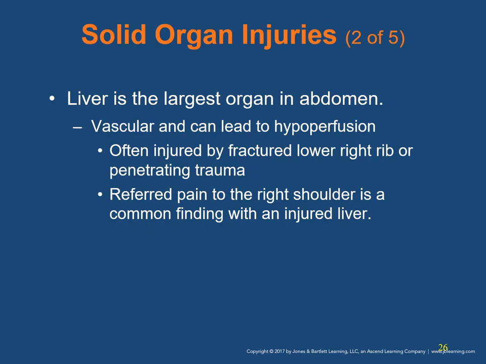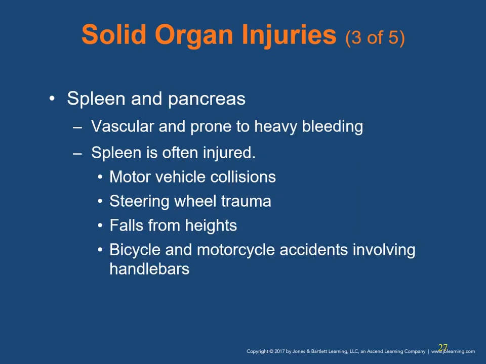The liver is the largest organ in the abdomen, very vascular, and can contribute to hypoperfusion if injured. It is often injured by a fractured lower right rib or penetrating trauma. A common finding during assessment of patients with an injured liver is referred pain to the right shoulder.